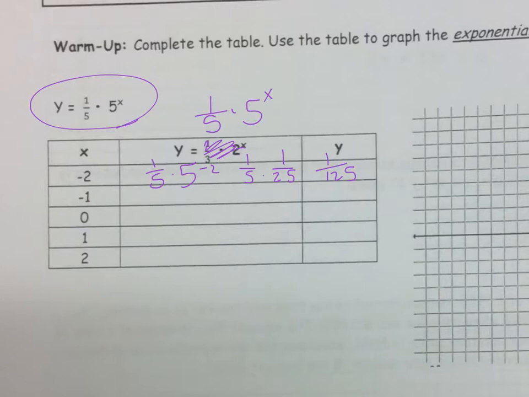If we do the next one, 1/5 times 5 to the -1. That's 1/5 times 1/5. That's 1/25. Maybe you see this pattern. Remember, we're multiplying by that number. We're timesing, so this is times 5. Hopefully you see we're going to times by 5 again. Well, that times 5, that's going to be 1/5. Times 5, 1 times 5, 5.